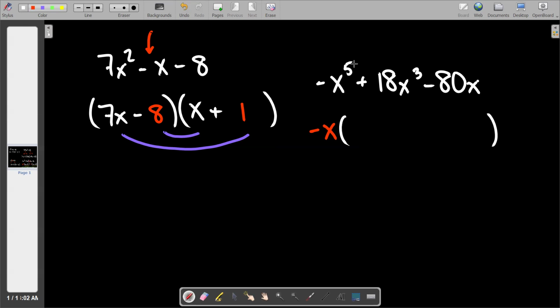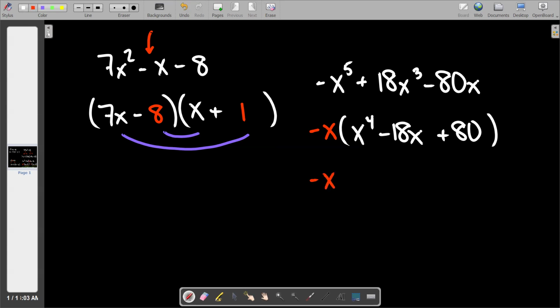What's left of negative X to the 5th? Positive X to the 4th. And what's left of plus 18X cubed? Minus 18X squared. And what's left of minus 80X? That white thing is the math problem that you have to do. The red was just the little bit of dressing that I sprinkled on top of it. It's out of the way. Now we do the math. It's a lookalike. We can see that it's a lookalike now.